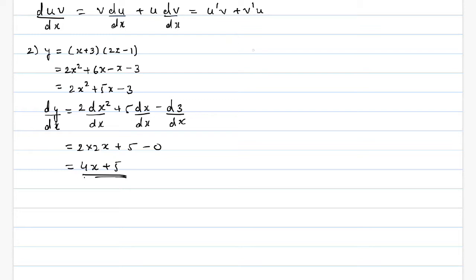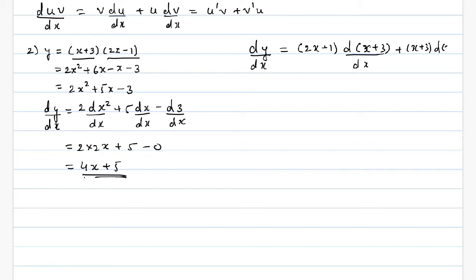So we'll consider our differentiation of y with respect to x. This is our first function, this is our second function. So I can take my second function constant, that is my 2x minus 1, and differentiate my first function, so differentiation of x plus 3 with respect to x, plus I can take my first function constant, that will be my x plus 3, and differentiate my second function, that is 2x minus 1.